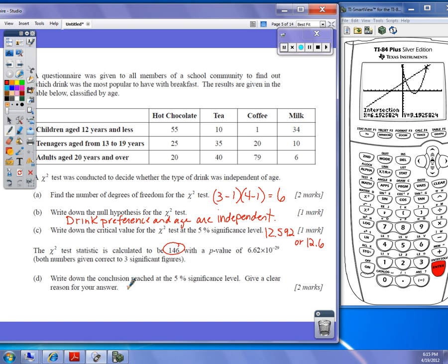So the thing that you're going to write down is that we want to reject the null hypothesis, and the reason we're rejecting the null hypothesis is because our test value, which is 146, so you're going to say the chi-squared test value or critical value is greater than the chi-squared table value. So we reject the null hypothesis.